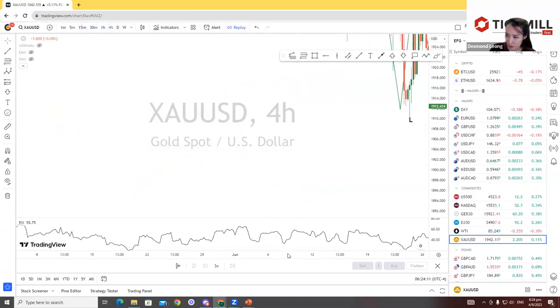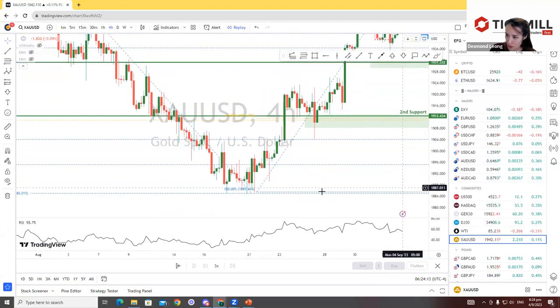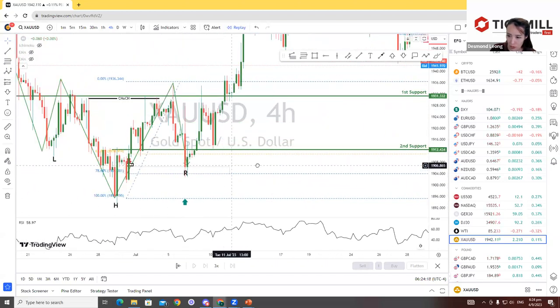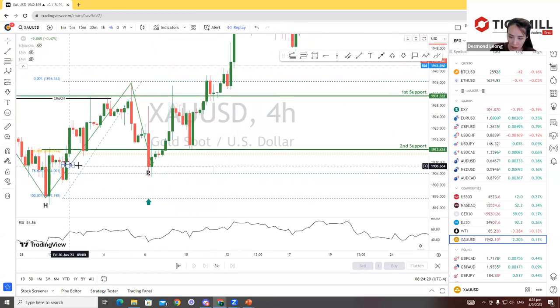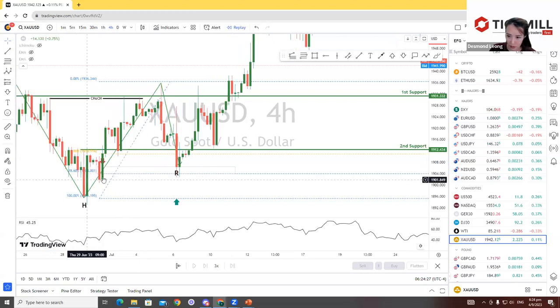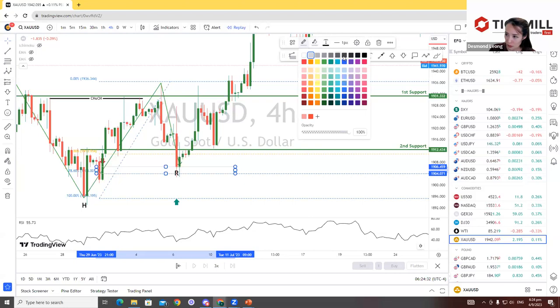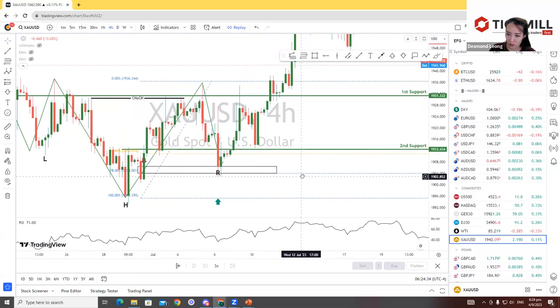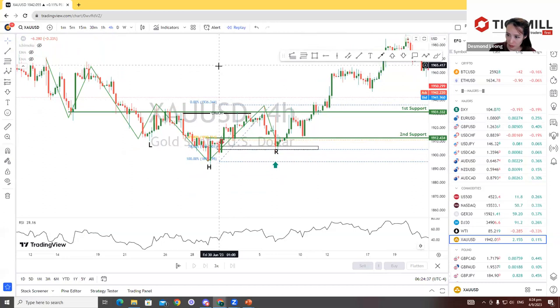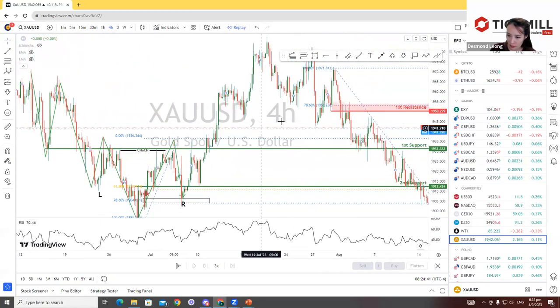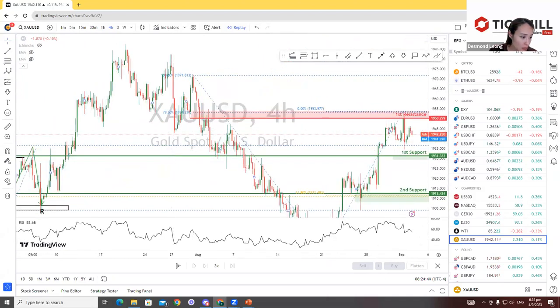Okay, so if you zoom in, you will know that there is a demand zone here, which I already told you guys, right? That's why when price comes back to this zone, we buy. We follow the big boys, let's say. Okay, and then boom, all the way up. This is what I mean.